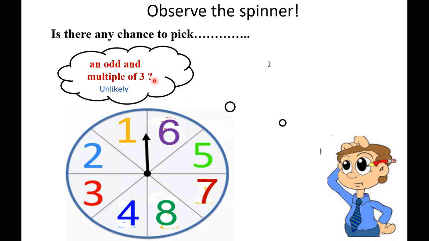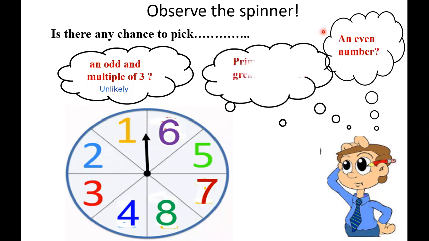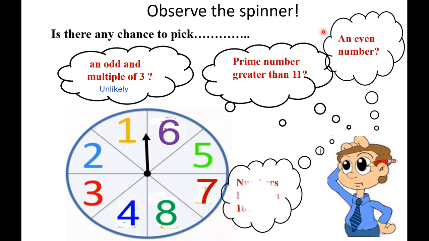Next. Let's see the next question. Prime number greater than 11. What do you think? Do we have a prime number here that is greater than 11? Our numbers here are only up to 7. Yes, it is impossible. Very good. So it is impossible because we don't have a number greater than 11.